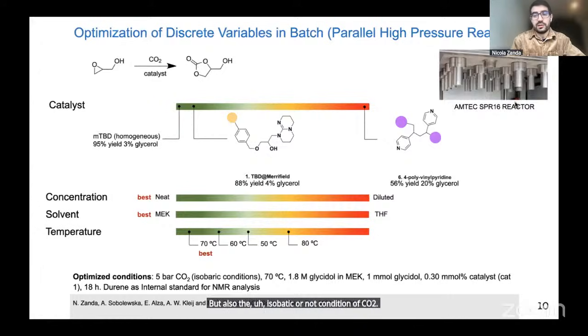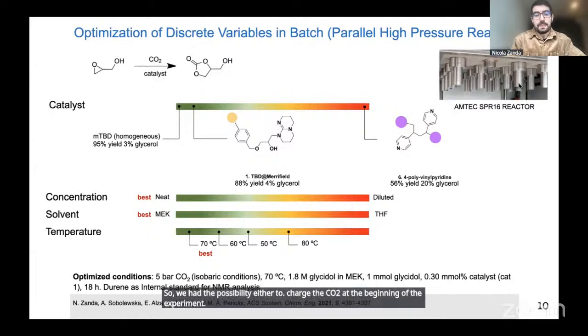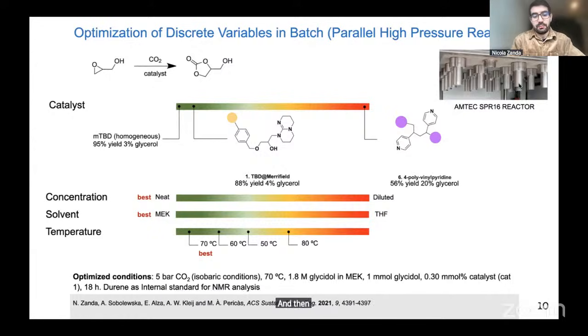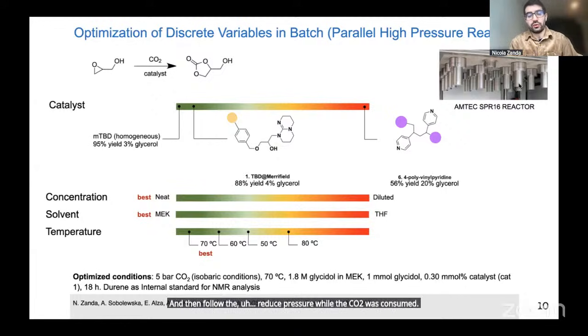So we had the possibility either to charge the CO2 at the beginning of the experiment and then follow the reduced pressure while the CO2 was consumed, or we could apply an isobaric condition of CO2 and then follow the gas uptake of CO2. And we'll also talk about this in the following slides.